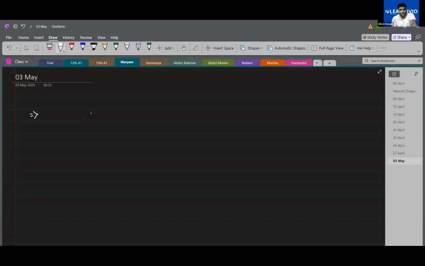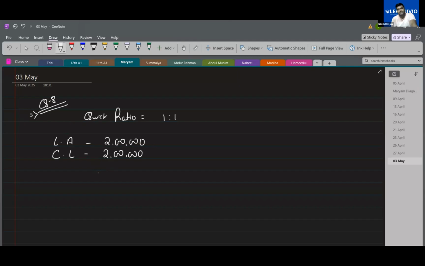Let's say the quick ratio is 1:1. We can take the amount, let's say 2 lakh and 2 lakh. 2 lakh is our liquid assets and current liability is also 2 lakh. Now, we have bills payable.